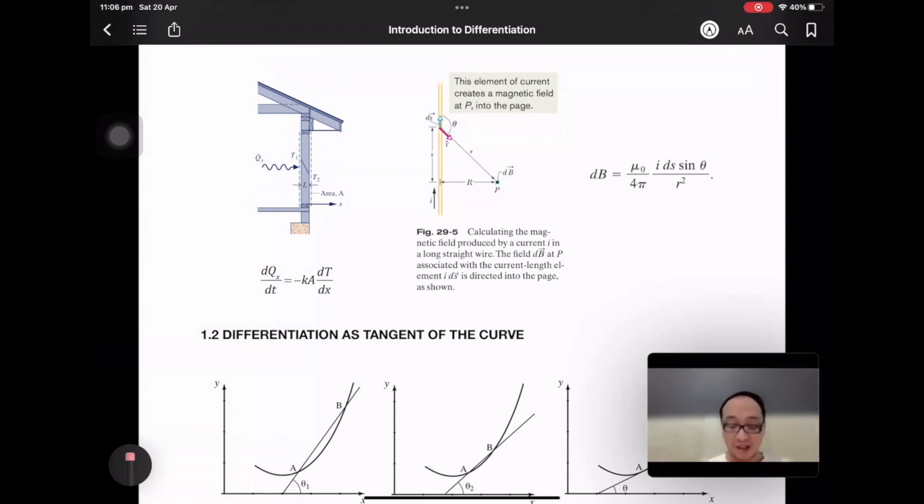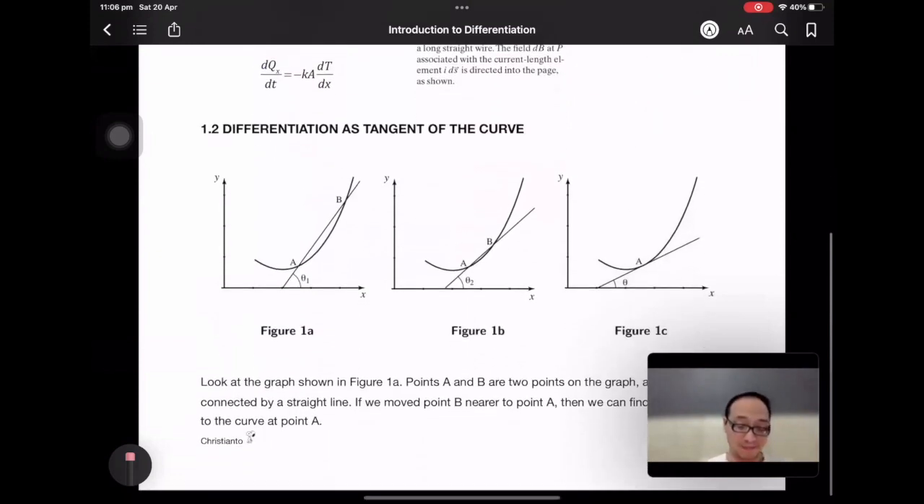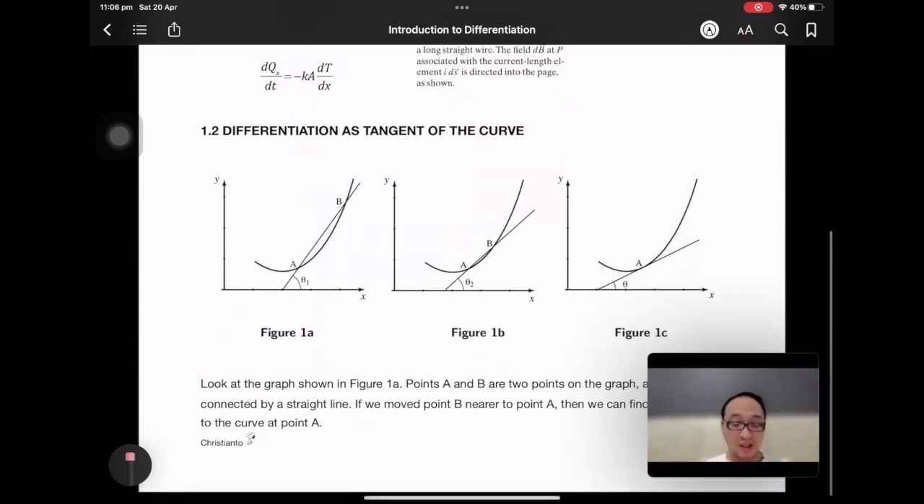Now let's see differentiation as the tangent of the curve. In the previous video, we saw differentiation as the change of coordinates, the change of a point. How do we find the change of a point using differentiation? Now we will see differentiation as the tangent to the curve. Basically, this is the same thing.